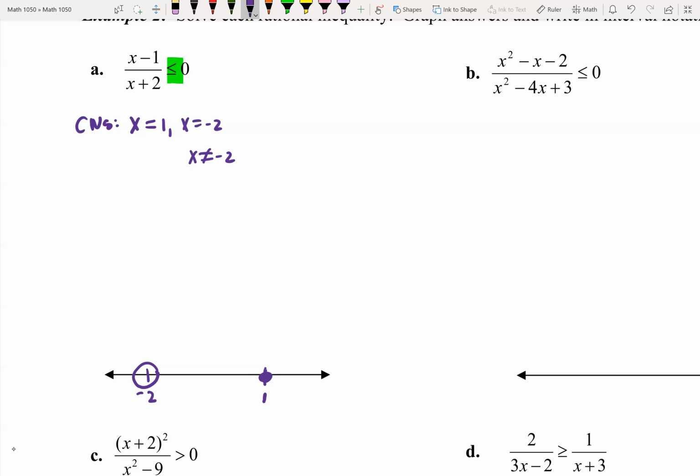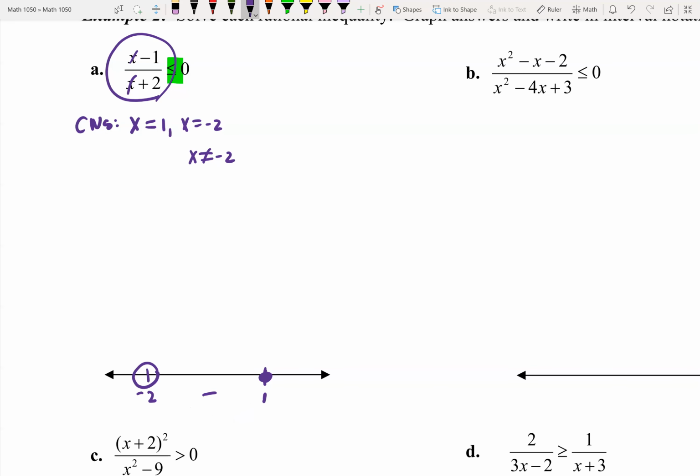Nothing is squared, the top nor the bottom, so all I have to do is just test one region. Now you can totally do the storing thing, but guys, look how easy this is. Test 0 in that region. If I let x be a 0 right here, this goes away and this goes away. A -1 over +2 is a negative. So I know that's negative.